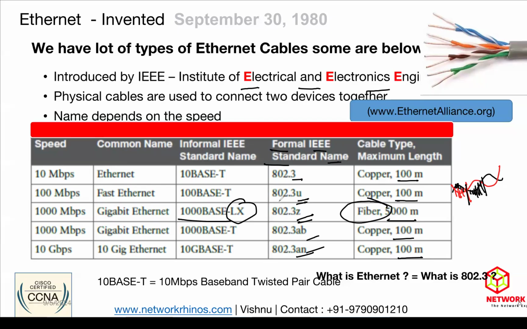We don't twist fiber cables, right? Electrical cables we twist. That's why it has moved to the Ethernet family, even though it's a fiber cable. 1000 Base-LX model. And it can travel up to how many kilometers? 5 kilometers. Clear?